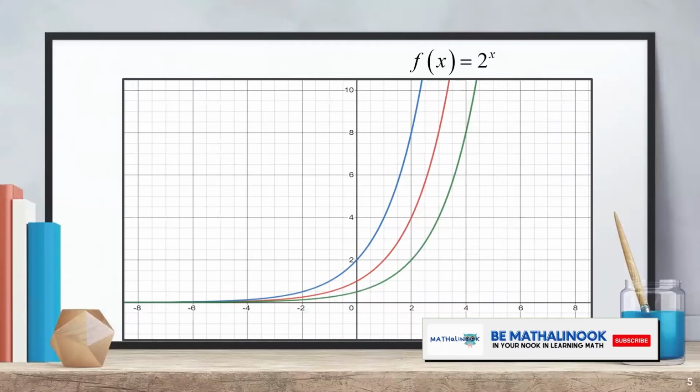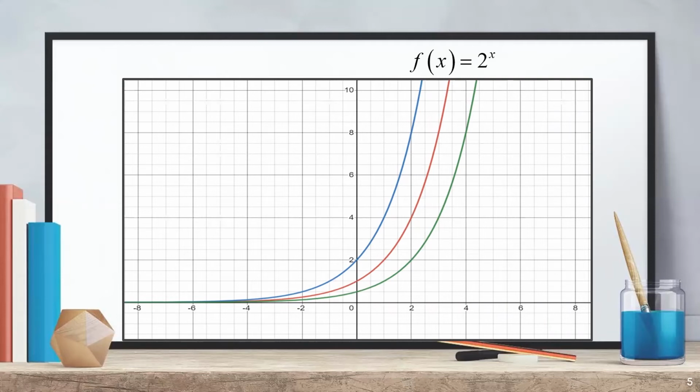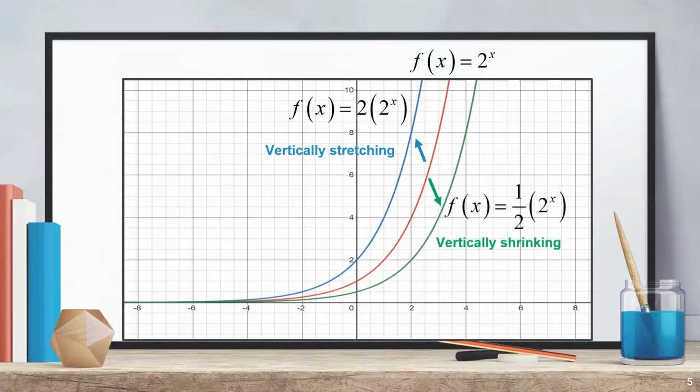The graph shows three exponential functions. The red one is the graph of the mother function f of x equals 2 raised to x. Moreover, the blue one is the graph of f of x equals 2 times the quantity 2 raised to x. Comparing it to the mother function, it is vertically stretched. On the other hand, the green one is the graph of f of x equals 1/2 times the quantity 2 raised to x. Comparing it again to the graph of f of x equals 2 raised to x, it is vertically shrunk.